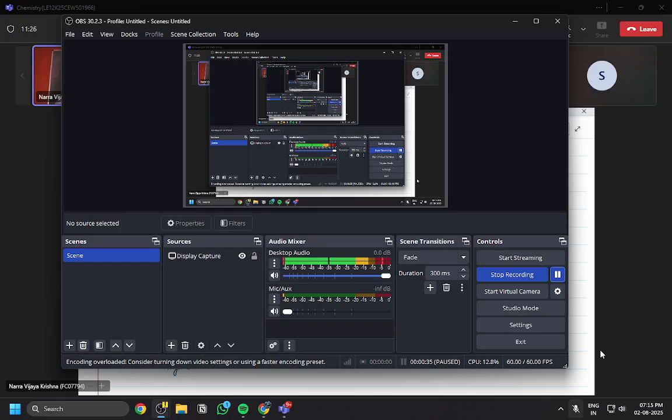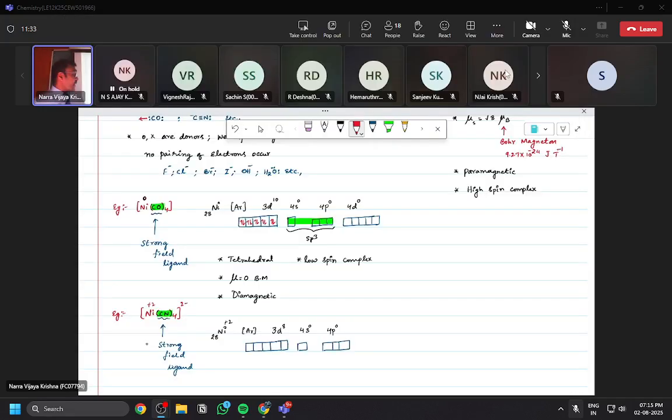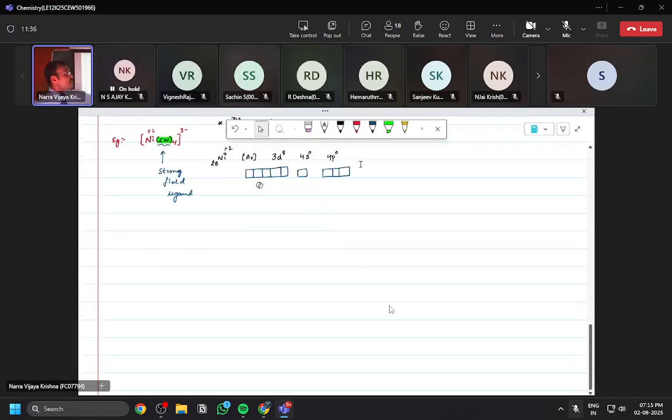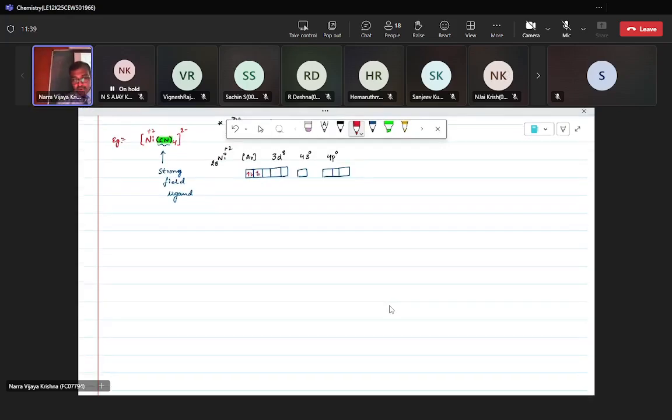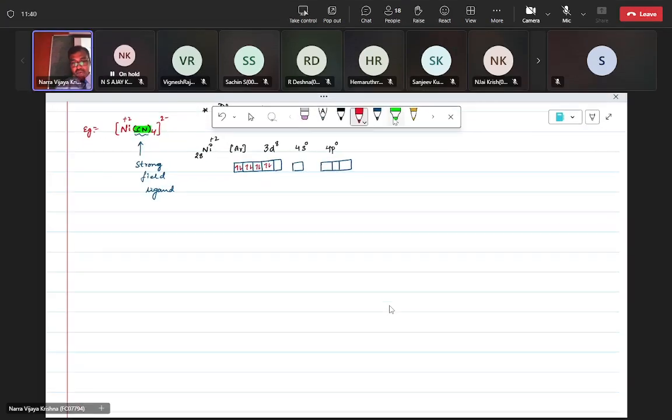Now I have started filling electrons 1, 2, 3, 4, 5. As cyanide is a strong field ligand, all the electrons need to pair up. If all these electrons pair up, what happens? 1, 2, 3, 4, 5, 6, 7, 8. Now this d orbital becomes empty.